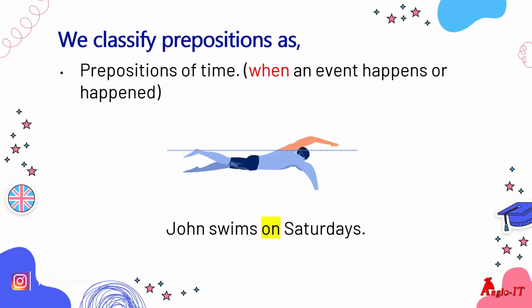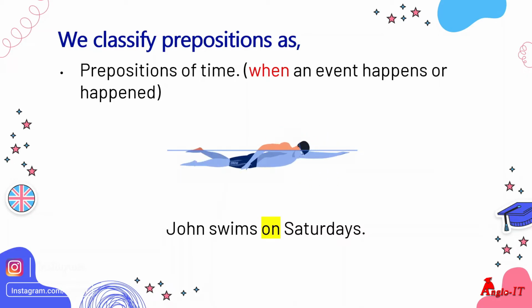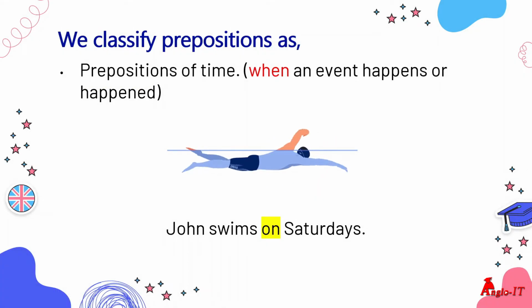They are prepositions of time, prepositions of place, prepositions of direction. First one is prepositions of time. These prepositions are used to show when an event happens or happened.